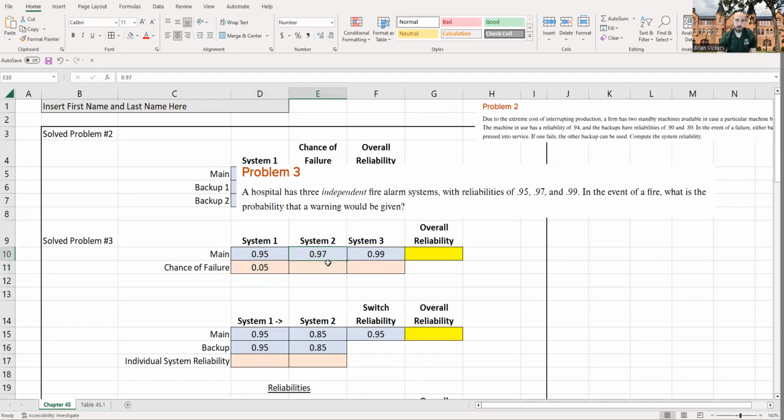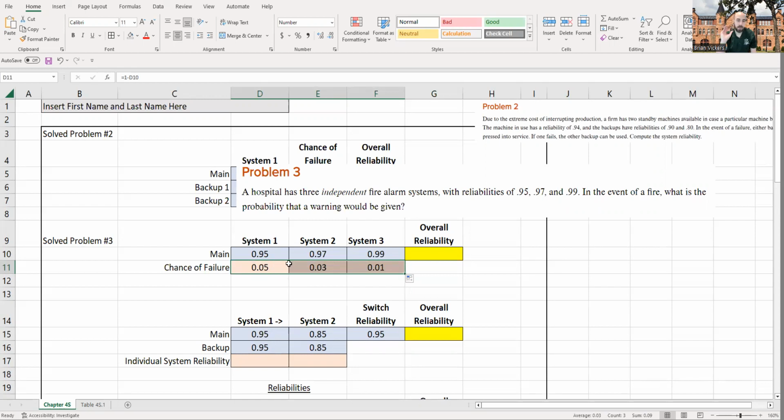And then you've got 97% chance of success. Well, that's a 3% chance of failure. And then here you've got a 99% chance of success. Well, that's going to be a 1% chance of failure. And so if you multiply these together, these chances of failure, what's the odds that all 3 would fail?